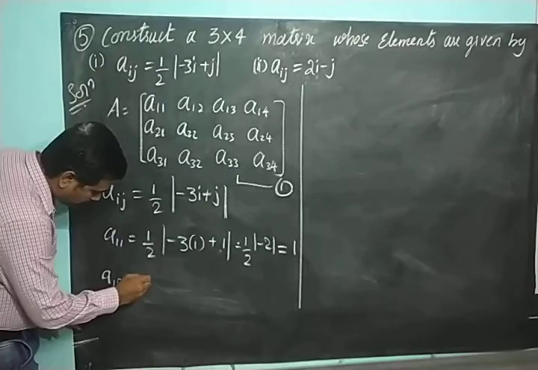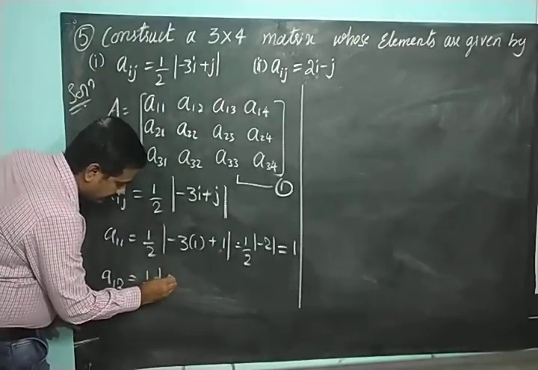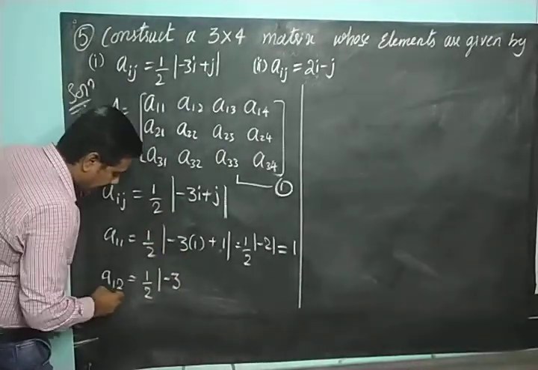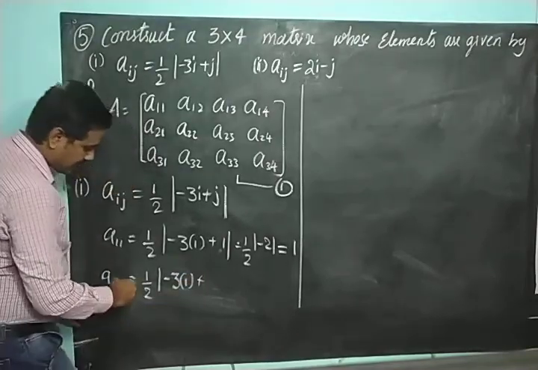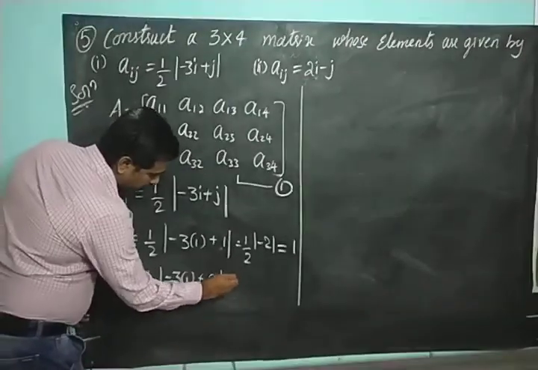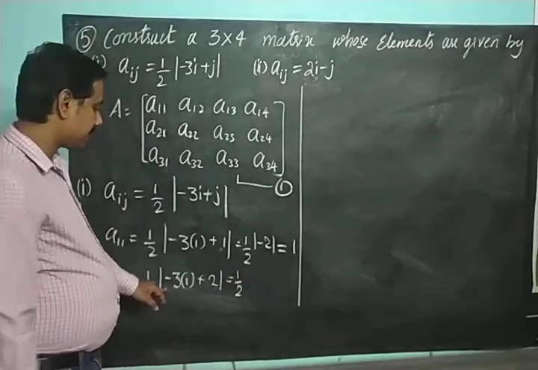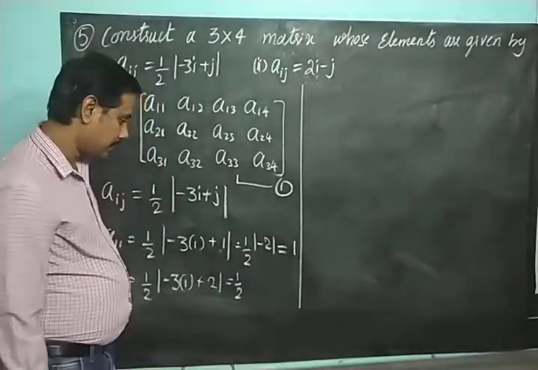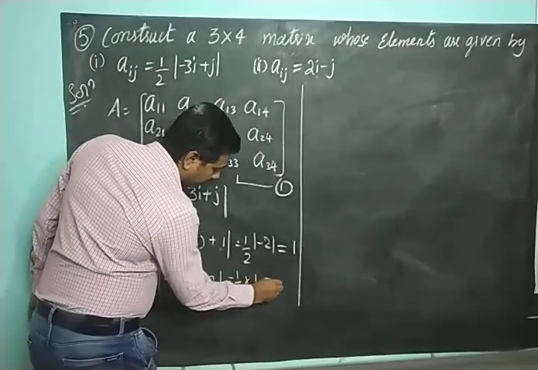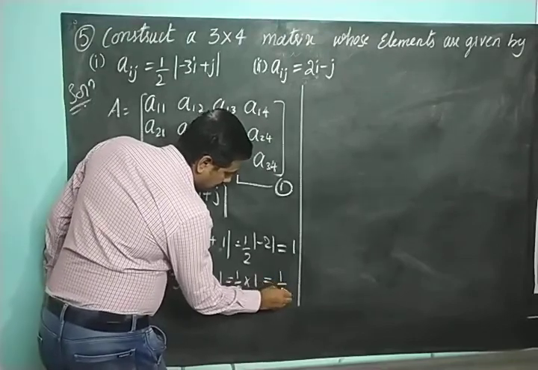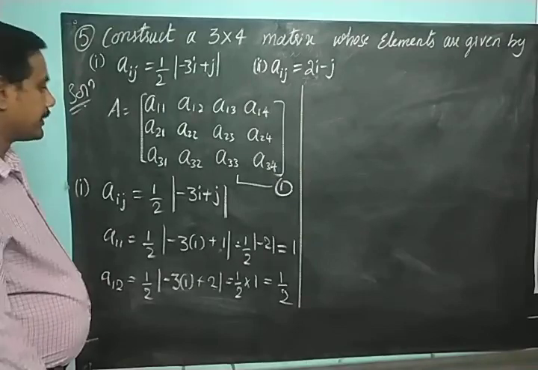What about A12? 1 upon 2 as it is, minus 3. What is i? That is 1. What is j? That is 2. Minus 3 plus 2 is what? Minus 1. If I take out the mod, I will get 1. So it is 1 upon 2. Right?